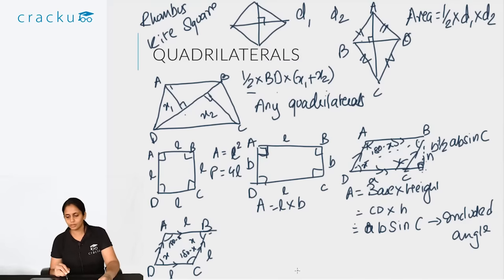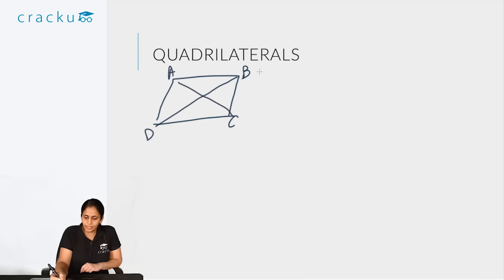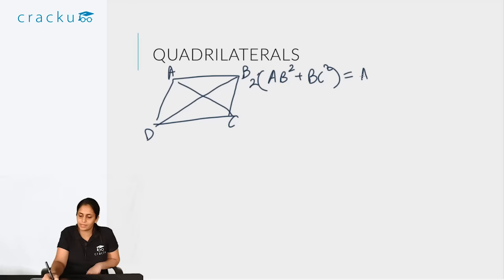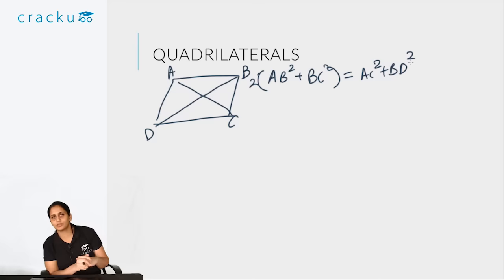Now let's go on to the concept of a parallelogram. There's an additional property that you should remember: if this is ABCD, and AC and BD are the diagonals of ABCD, then twice the sum of squares of two adjacent sides, AB square plus BC square, is equal to the sum of the squares of the diagonals, that is AC square plus BD square. So whenever you are asked about the sum of squares of diagonals or the length of a diagonal, always remember this one particular property.